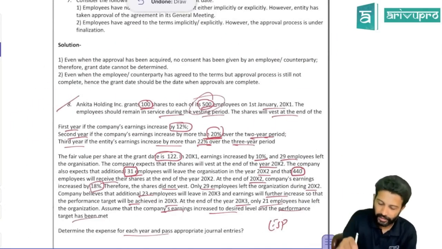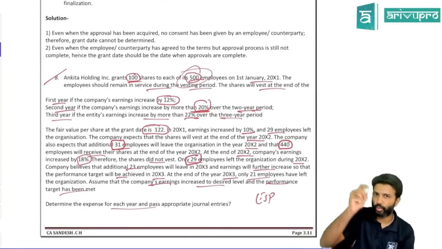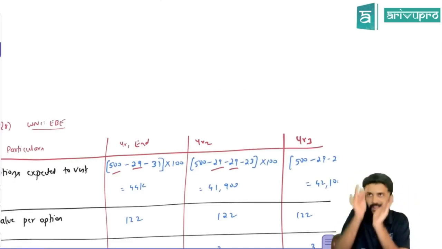Now we are at the end of second year. How many employees left at the end of second year? They told 29 employees left during 20x2. 20x2 is the second year. Okay. First year, 29 left. Second year, again 29 left. We are at the end of second year now.